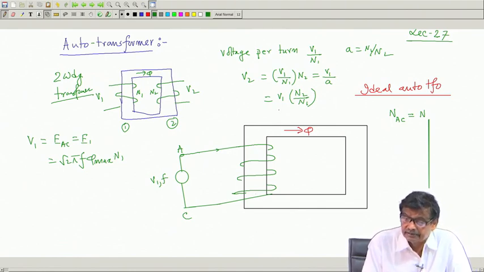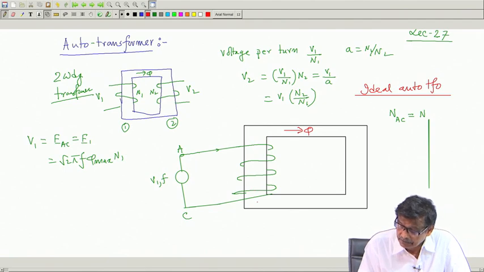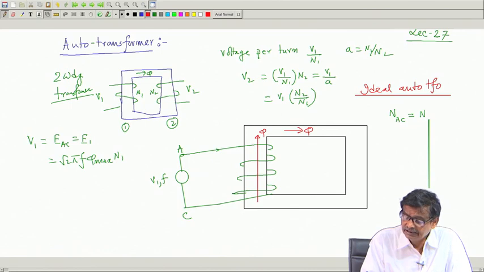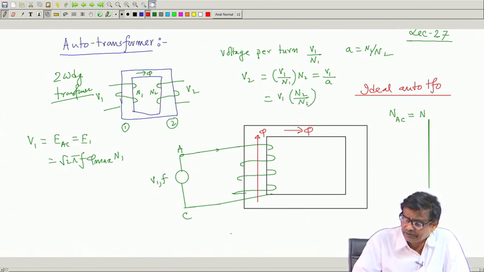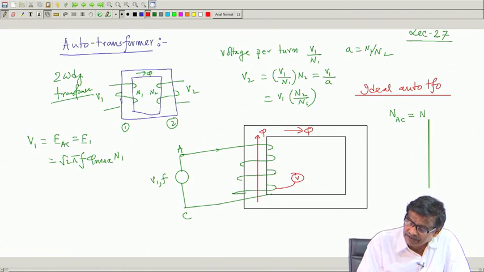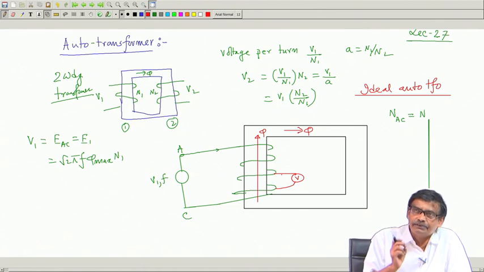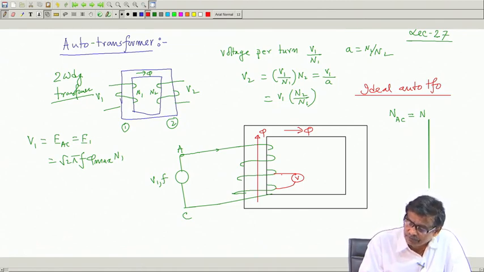Now, this flux, mind you, will link all the turns. Suppose I take a voltmeter and let us assume there is ohmic contact I can make. So, I connect a voltmeter here. Now, this voltmeter, if I connect between these 2 points, will it read? Yes, it will read. Why not? What will be the magnitude of the voltage here?